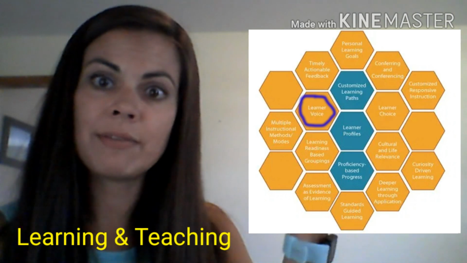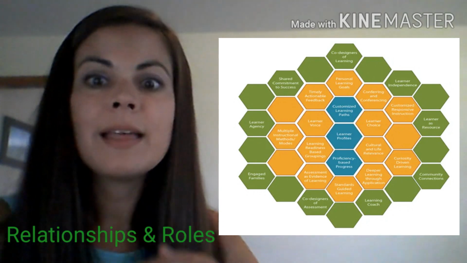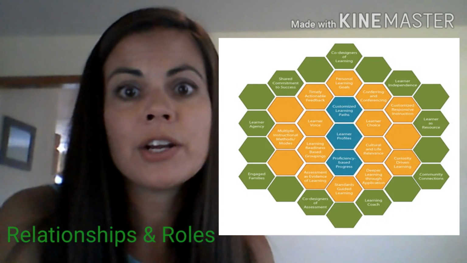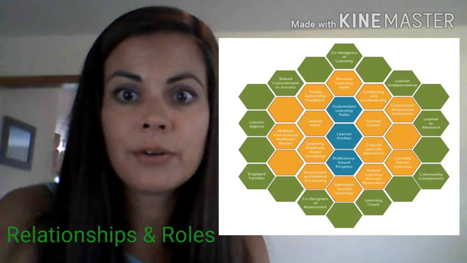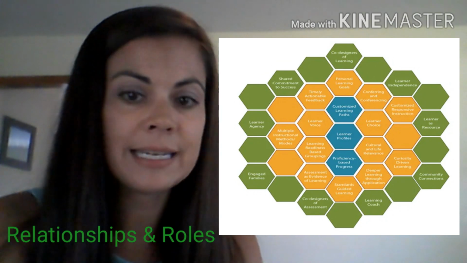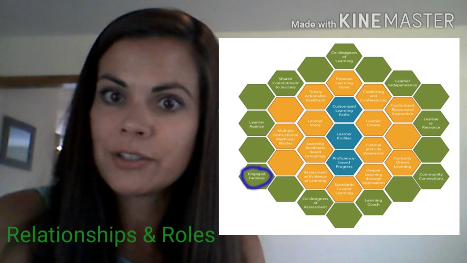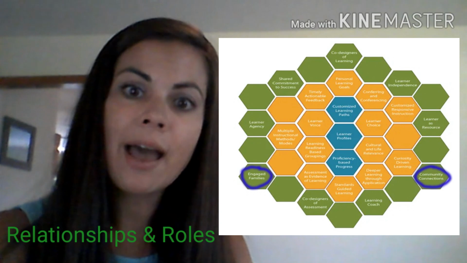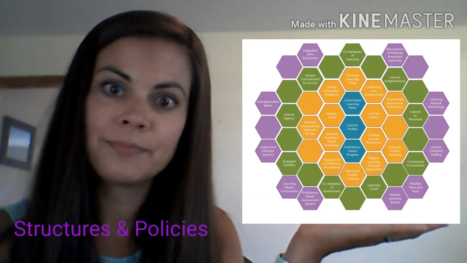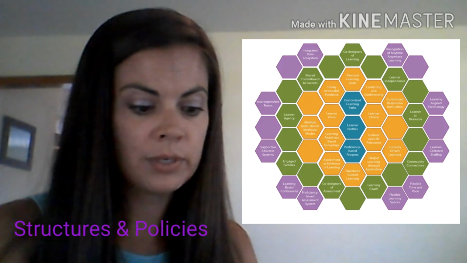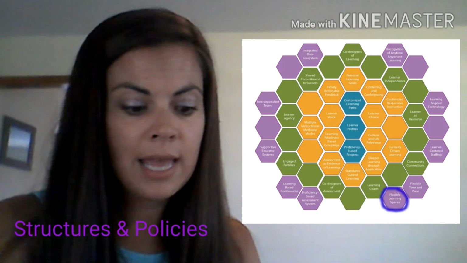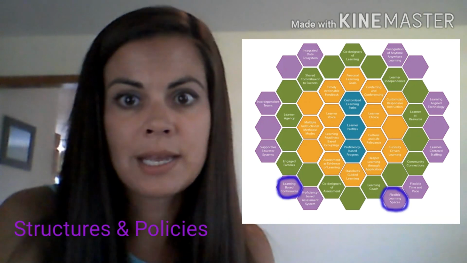Take a step back even further, and you have relationships and roles. This is where the relationship between educator and learner really are looked at closely, and you'll find components such as engaged families and community connections. The outermost layer is called structures and policies. In this layer, you'll find components such as flexible learning spaces and learning-based continuums, among many others.